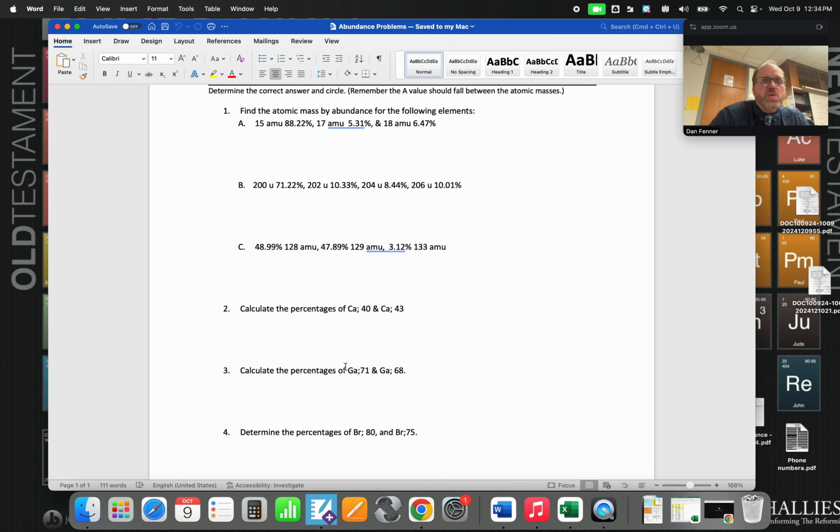Three of these are finding the atomic mass based off the abundance, so you're going to get a percentage. The last 3 you're going to use to find the percentages. Now remember, all you have to do is get a periodic chart and identify them that way.